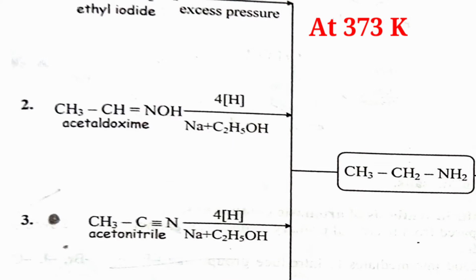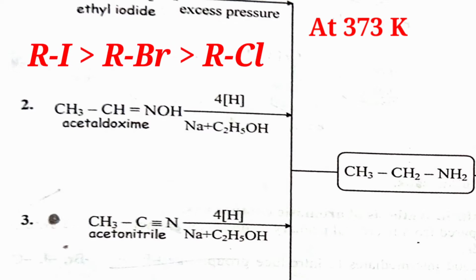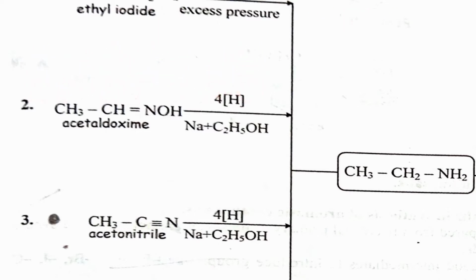The condition of the reaction is that the temperature is supposed to be 373 degrees Kelvin, and also we should be careful about the rate of reaction: alkyl iodide is greater than alkyl bromide, which is also greater than alkyl chloride. Here we have taken the alkyl iodide, and finally the product is coming as alkyl amine.